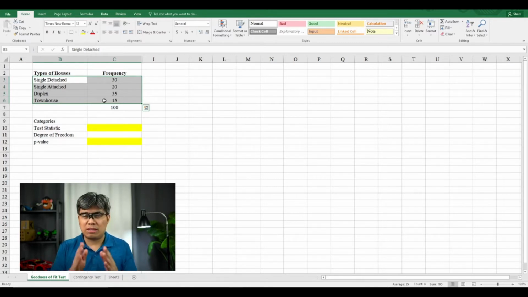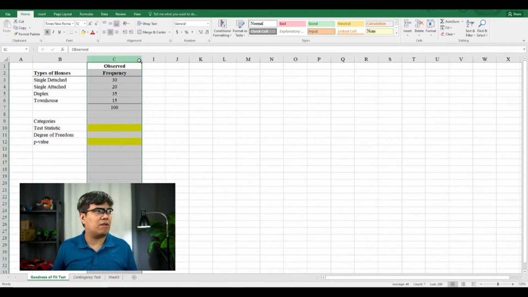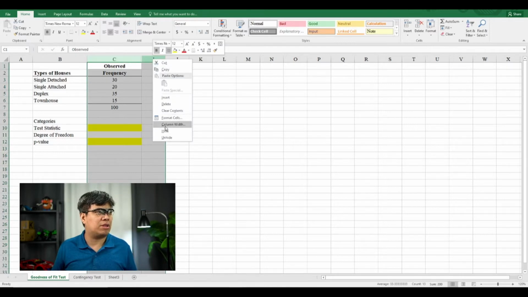So we need to create six columns here. First is the frequency, or what we call the observed frequency. Next, we need to find the expected frequency, hypothesized proportion, the difference, squared difference, and so forth. So we need six all in all. I've created the other five already.